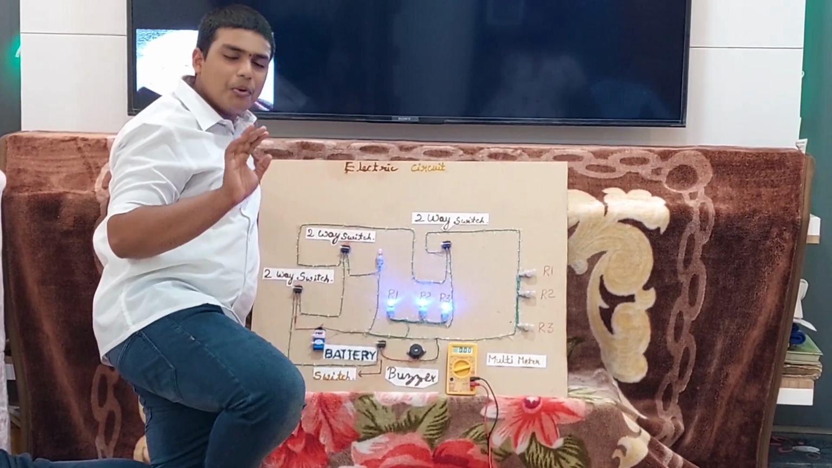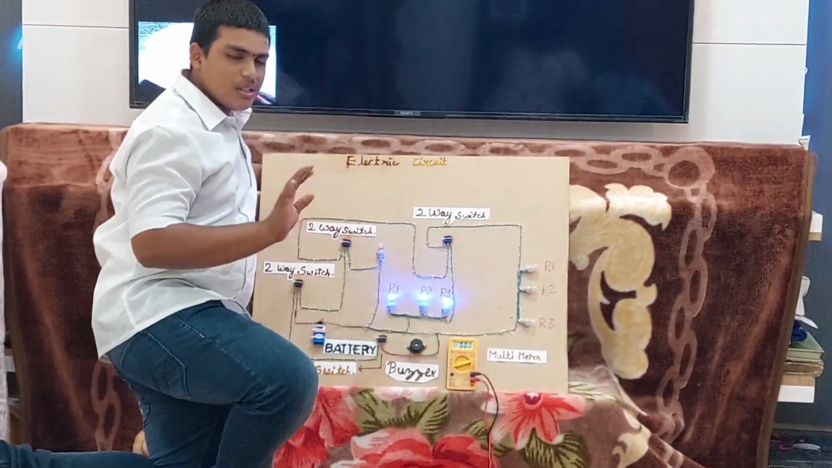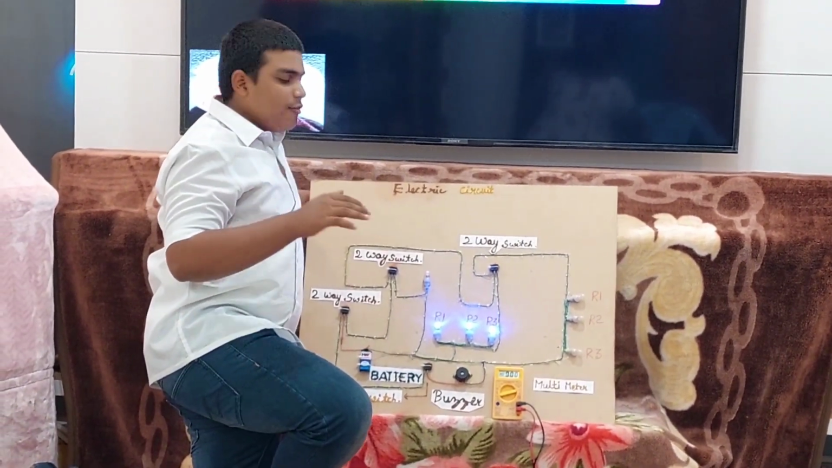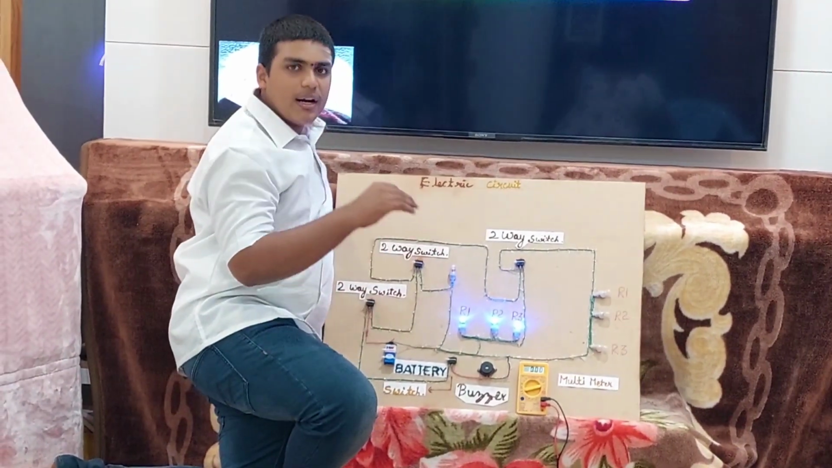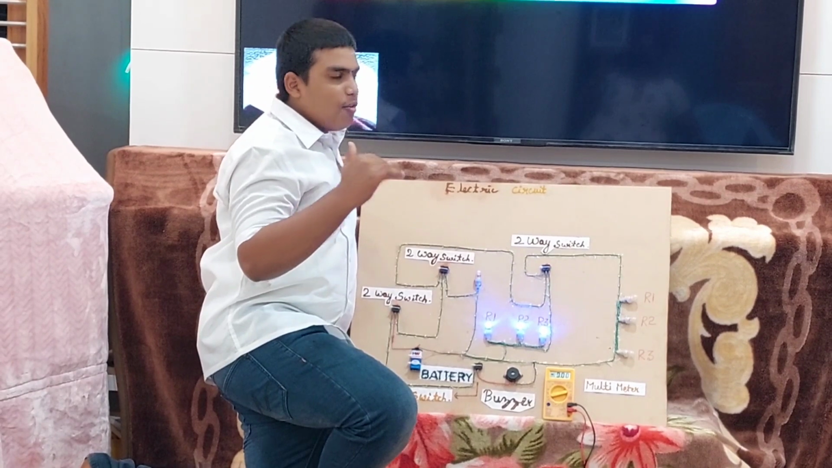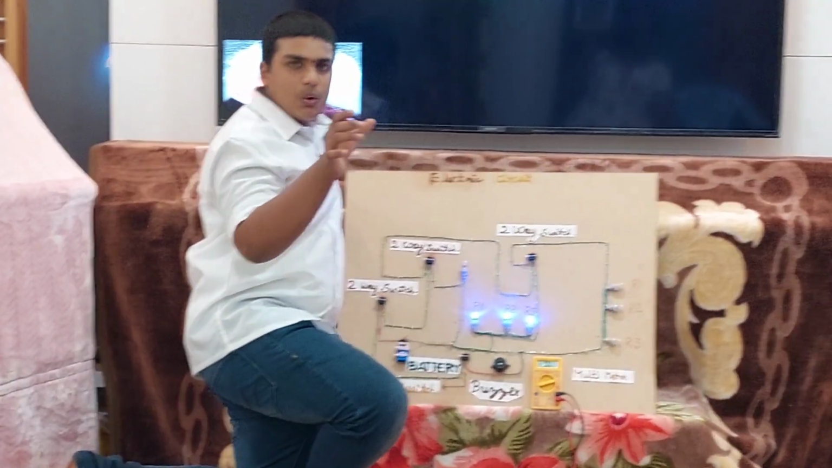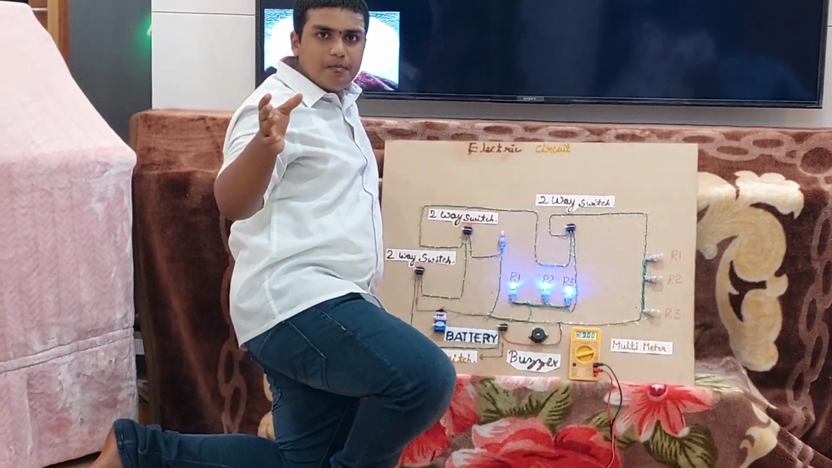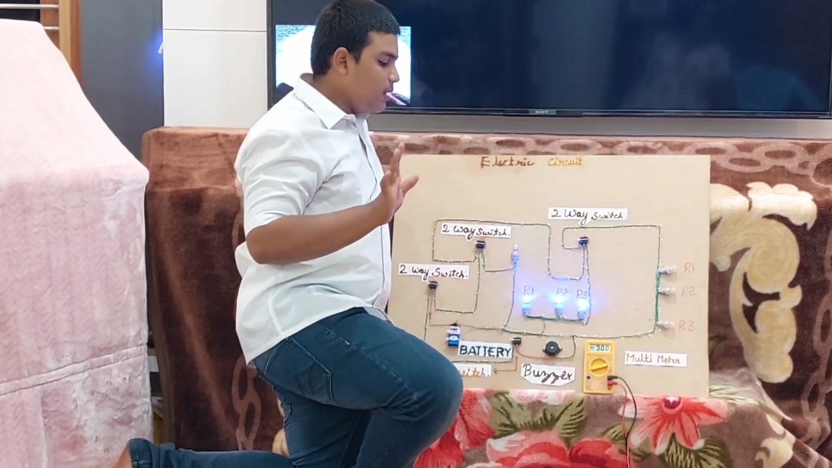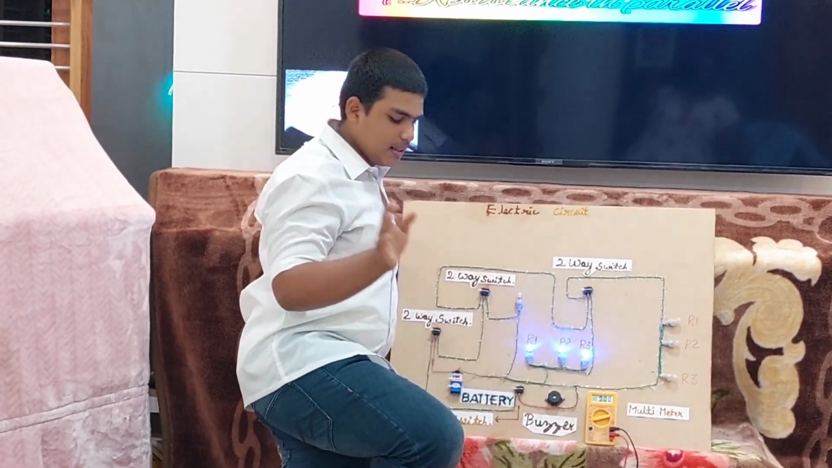This is all about the series circuit. This recognizes R1, R2, R3. How do we calculate the total in series? For series, we need to calculate R total is equal to R1 plus R2 plus R3. It's nothing but R1 plus R2 plus R3.